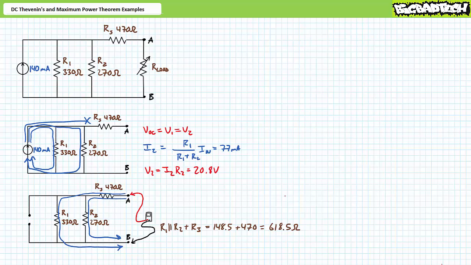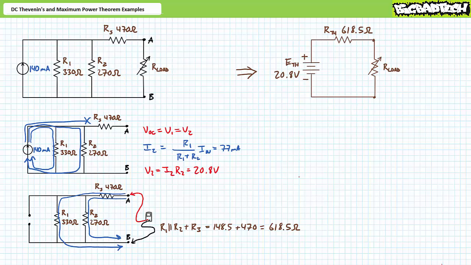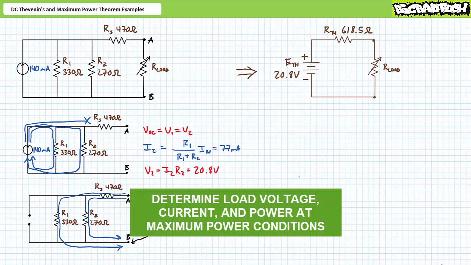This is our Thevenin's equivalent resistance, RTH. Our Thevenin's equivalent circuit is therefore the series combination of ETH at 20.8 volts and RTH at 618.5 ohms in series with a variable load resistor, R load. Stage 2 of this illustrated example problem now dictates we determine the load resistor which receives maximum power.